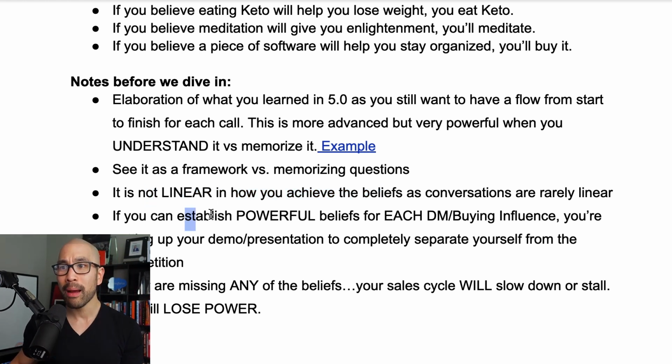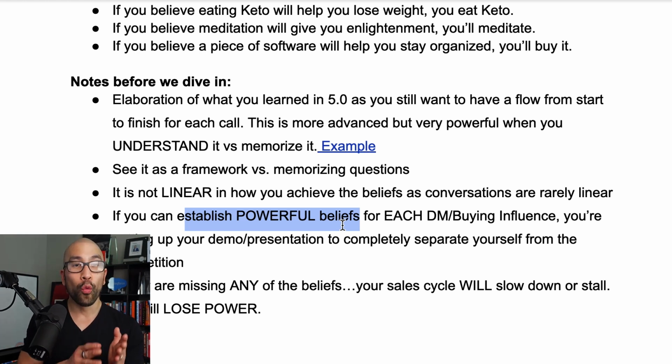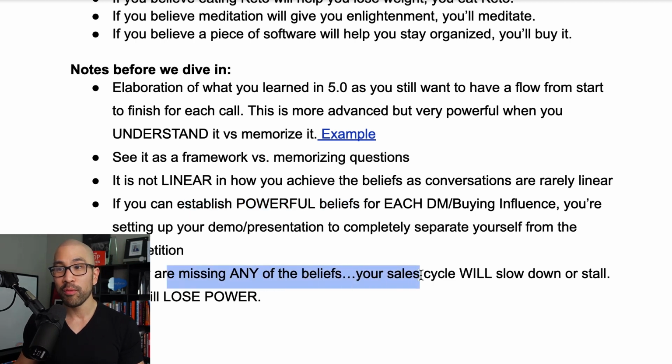And if you can establish these powerful beliefs for each buying influence, so not just one person, but every major buying influence inside an opportunity, especially the larger you go, you're setting yourself up to have an amazing demo, presentation, or next step to be able to at least show and prove and earn their business. Okay. Now, if you are missing any of these following beliefs, your sales cycle will slow down or stall. You will lose power. That's just a reality. Every single deal I've lost is because I simply did not do a good job with this framework. That's what it breaks down to. All right. So got to own mistakes.